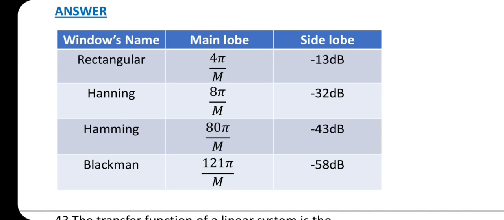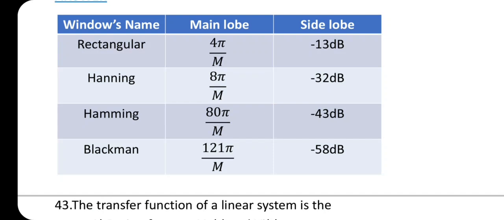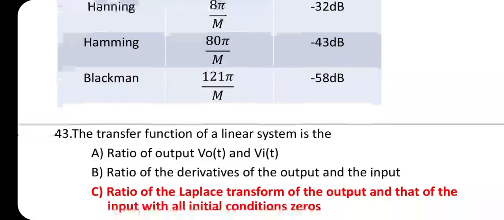For rectangular, the main lobe is 4 pi by M, side lobe is minus 13 dB. For Hanning window, main lobe is 8 pi by M and side lobe is minus 32 dB. For Hamming window, main lobe is 8 pi by M and side lobe is minus 43 dB. For Blackman window, main lobe is 12 pi by M and side lobe is minus 58 dB.